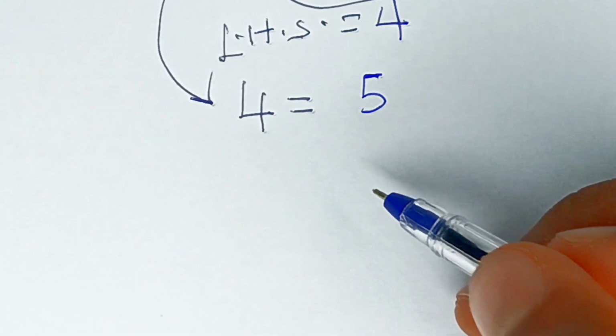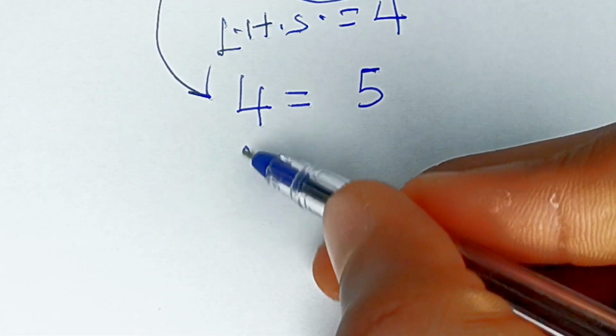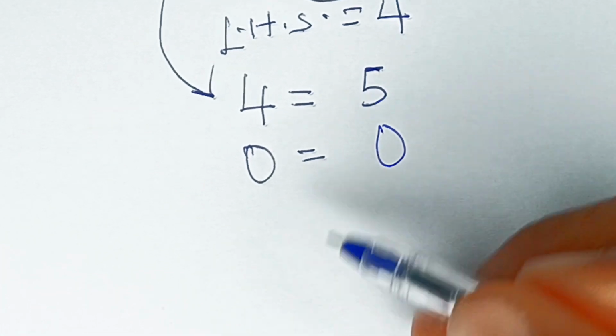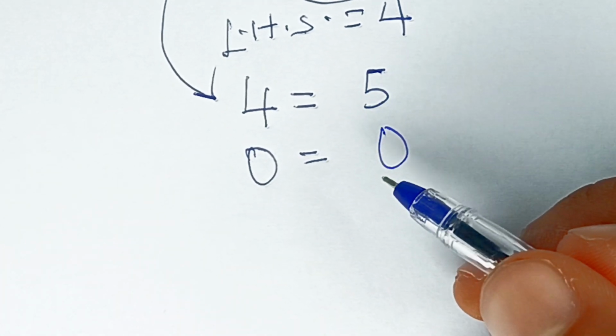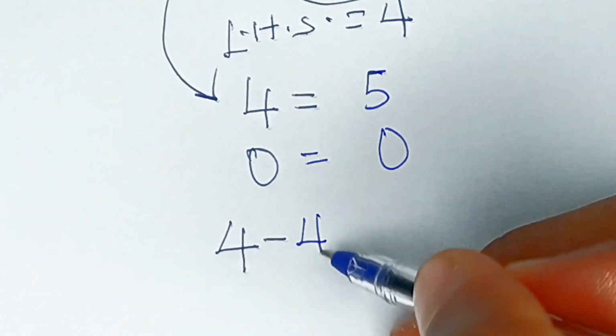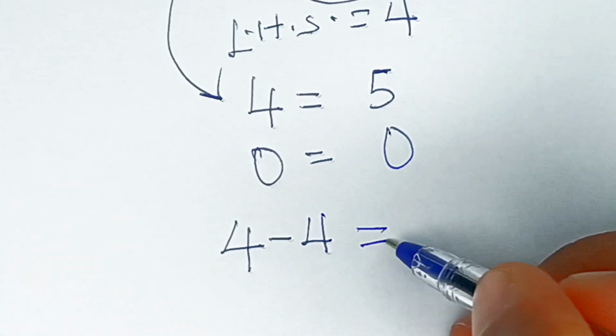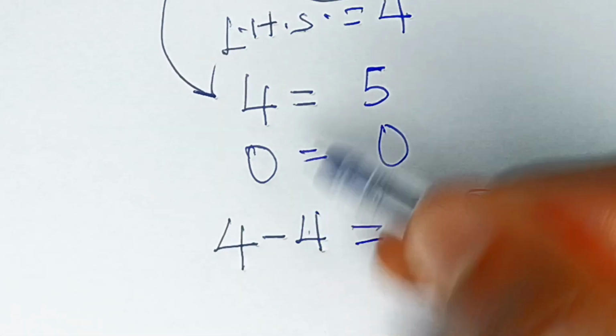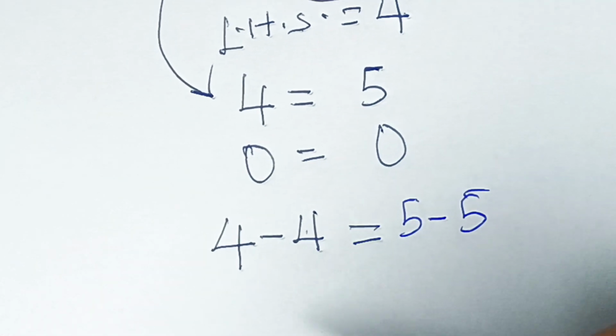Now let's start. First of all, 0 is equal to 0. Alright. So 0 is equal to 0. Now, 0 is equal to 4 minus 4. Alright. And the same 0 is equal to 5 minus 5. Okay, 5 minus 5 is 0, 4 minus 4 is 0, so basically no change in anything.